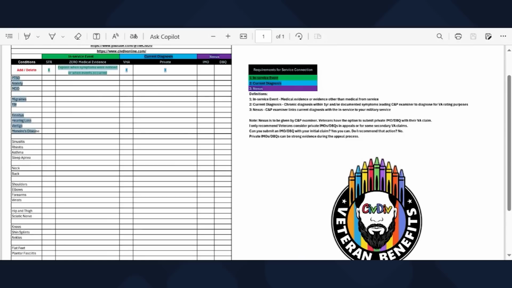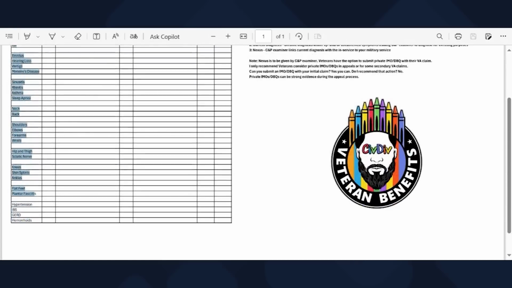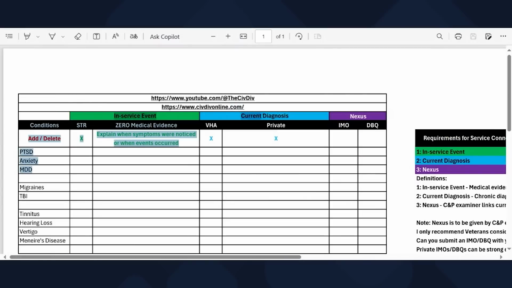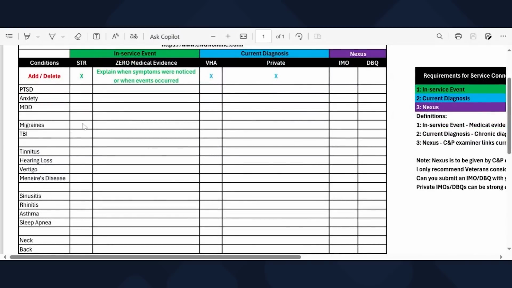But here I have just the common disabilities. Okay. I left space below so you can add whatever it is that you want. But as you can see, let's go ahead and zoom in here. We have the big three lined out, the in-service event. So let's say you have migraines. And you say, hey, I do have a complaint of migraines in your service treatment records, you can go ahead and put an X there. Or you don't have a complaint of migraines, but you were near an explosion, you worked with C4, whatever that looks like for you, you could put an X in this column here.